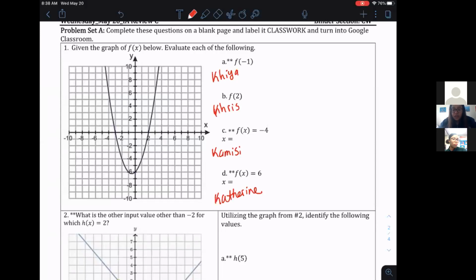We've got some alliteration going on here. If you know what that is, I hope we all do. All right, let's go ahead and start.